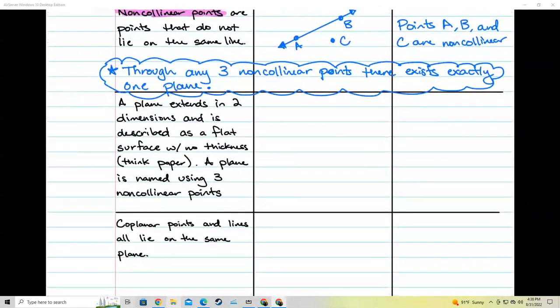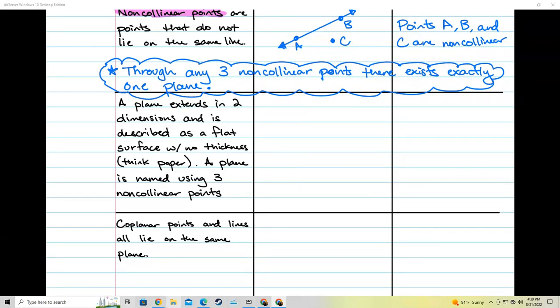All right, moving on to the third one. It says a plane extends in 2 dimensions and is described as a flat surface with no thickness. I want you to think of a sheet of paper. A plane is named using three non-collinear points.